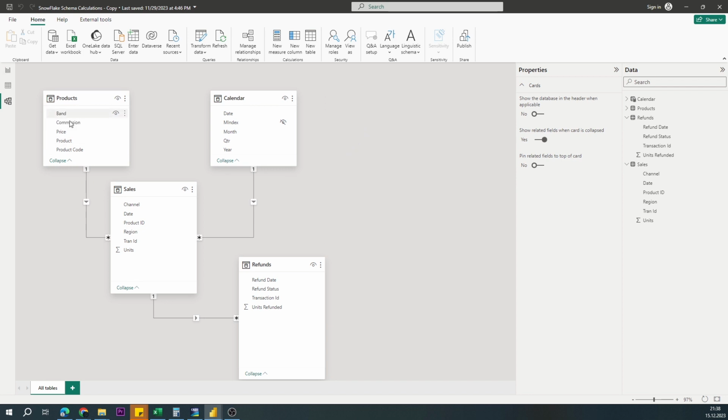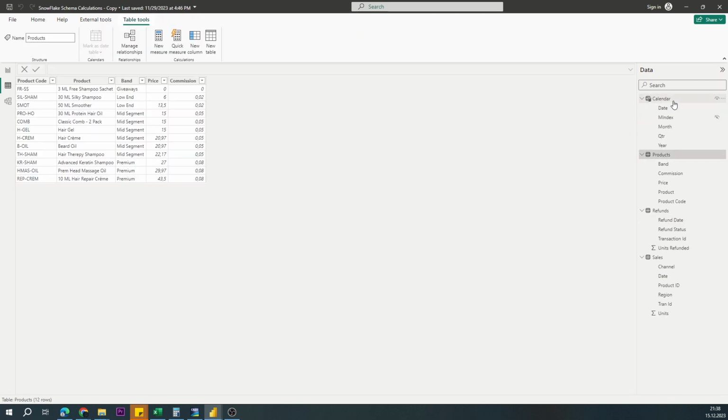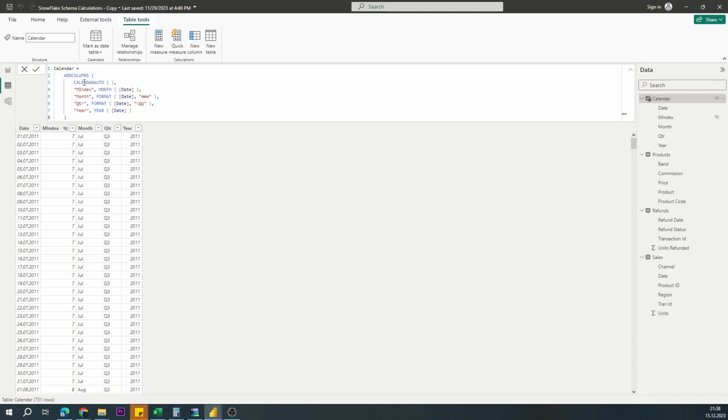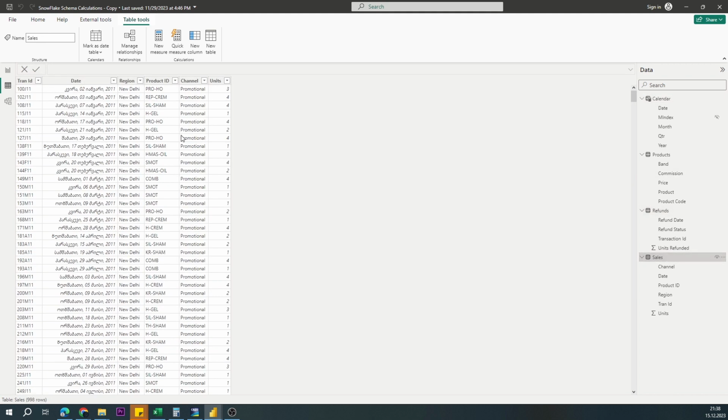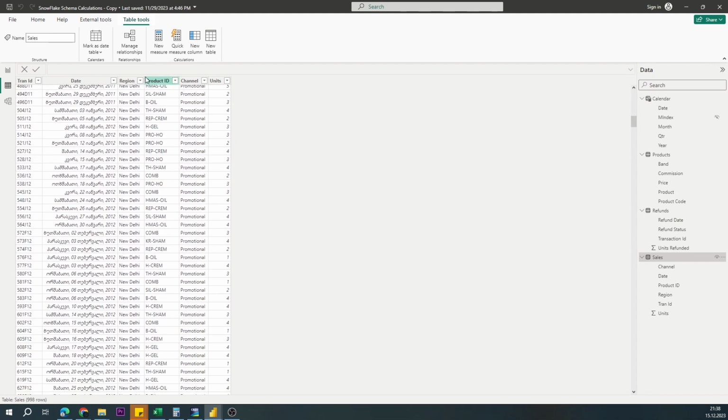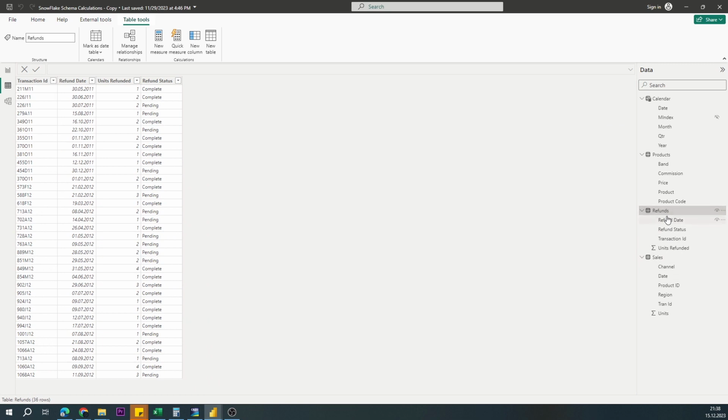Here are the products, here are the prices, and there's the calendar. It's created with columns, calendar by default, and the table is the fact table: sales amount, product ID, transaction ID. But some transactions are refunds.